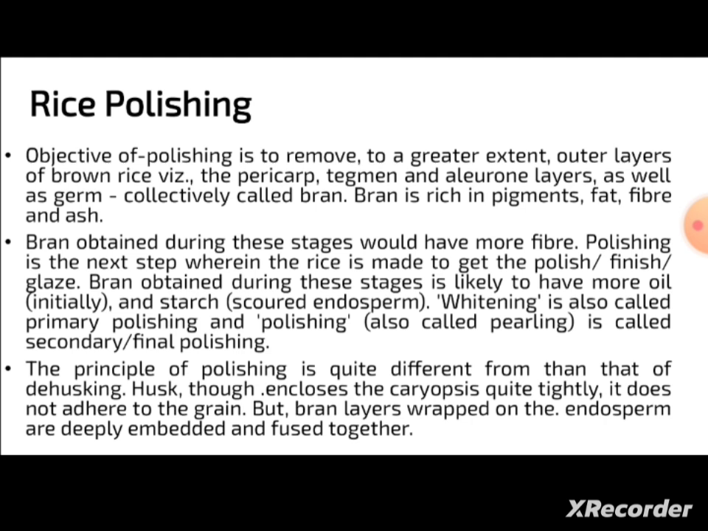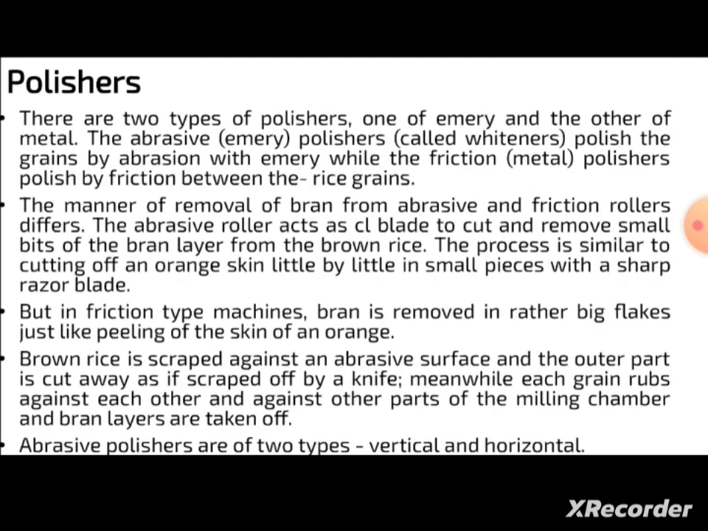The principle of polishing is quite different from that of de-husking. The husk that encloses the caryopsis tightly does not adhere to the grain, but the bran layers wrapped on the endosperm are deeply embedded and fused together, so we have to remove that bran layer to get the whitening. There are two types of process, one of emery and the other of metal.